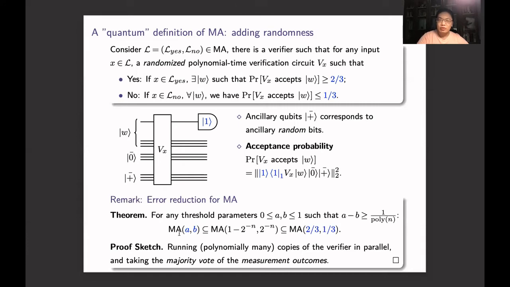How do we prove it? Just run polynomially many copies of the verifier in parallel, then we can take the majority vote of the measurement outcomes.